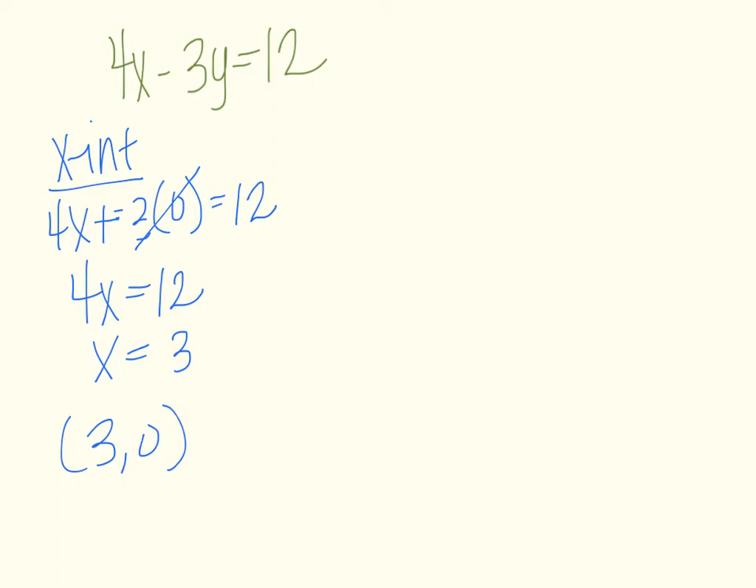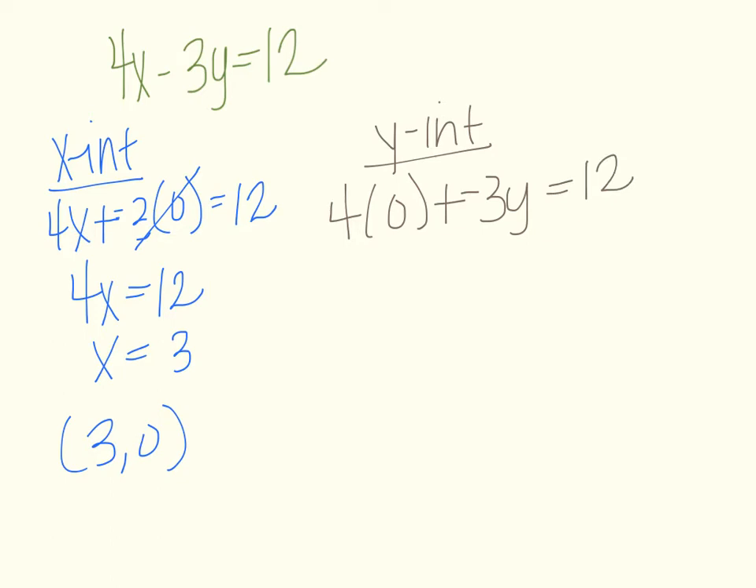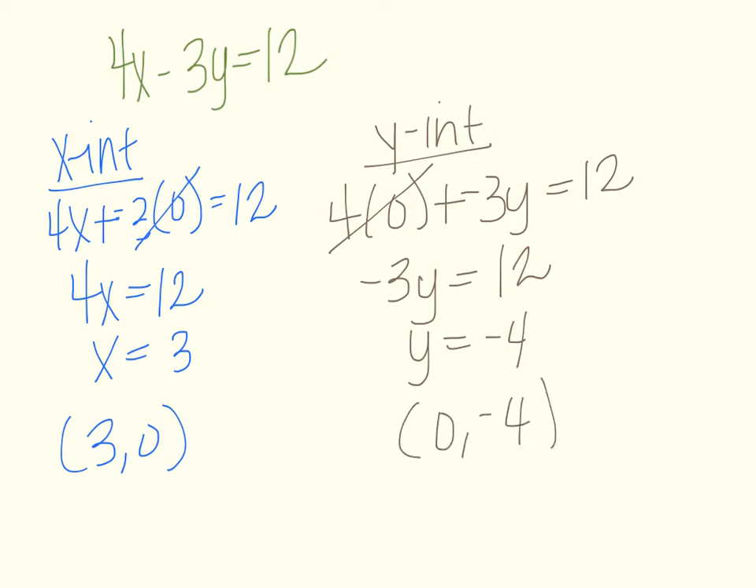Now I'm going to do the same thing for the y-intercept. So I'm going to plug in 0 for x, solve for y. Again, that's going to go away. So I get negative 3y equals 12. Divide both sides by negative 3. So y equals negative 4. So my ordered pair will be 0, negative 4.